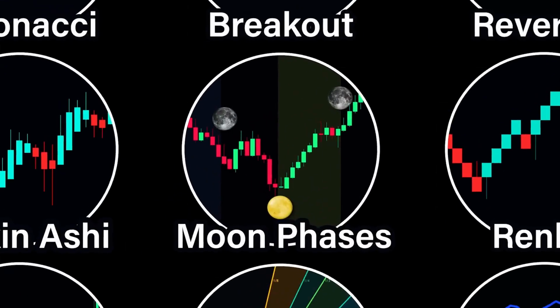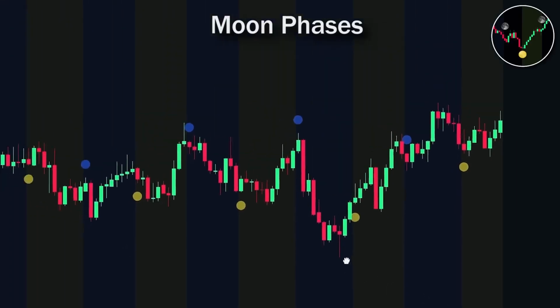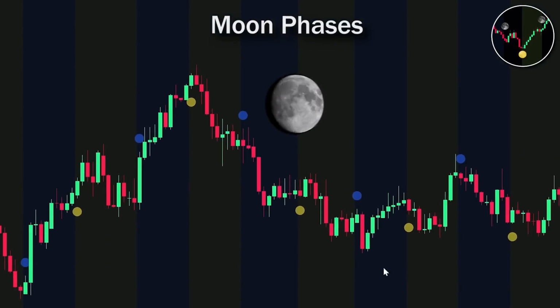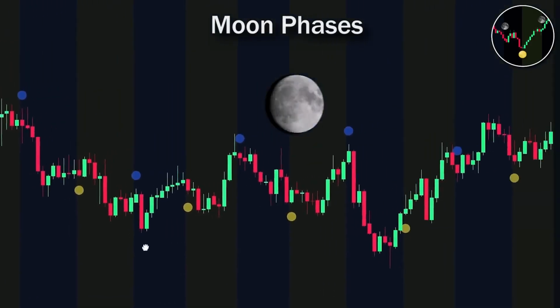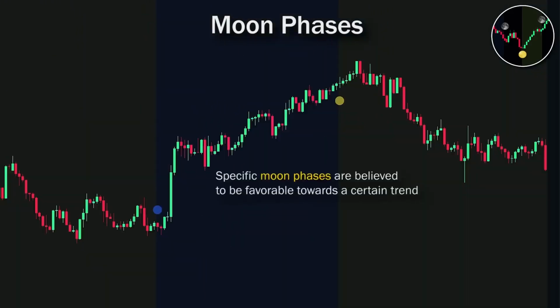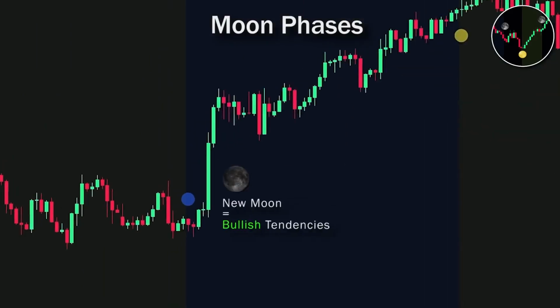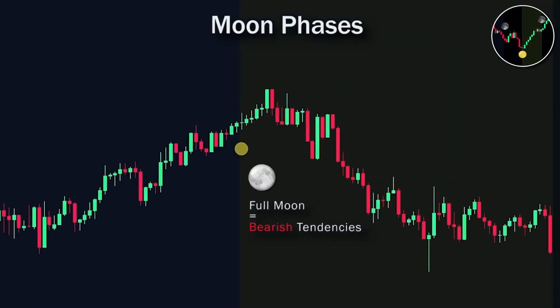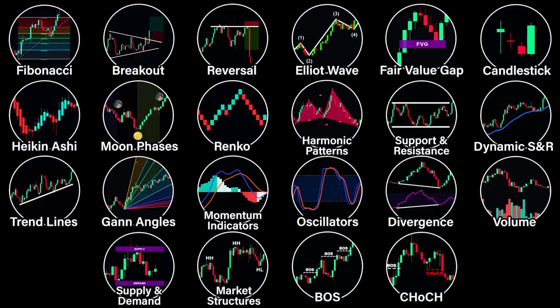Moon phases: it is a concept that utilizes moon cycles to time the market. Moon phase traders believe that moon cycles are correlated with human emotions and behavior, which could have an influence on the market. Specific moon phases are believed to be favorable towards a certain trend. A new moon means the market tends to be bullish, and a full moon means the market tends to be bearish. Today, it is used mostly as a confirmation tool.